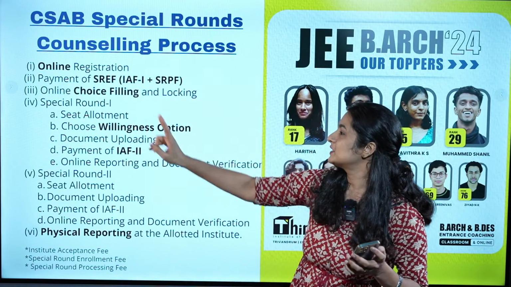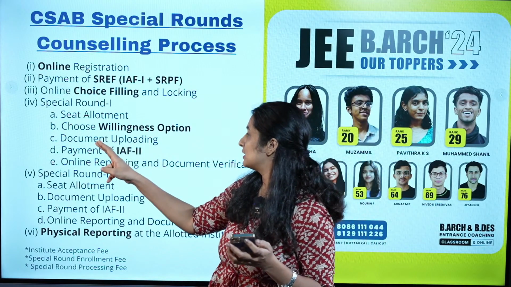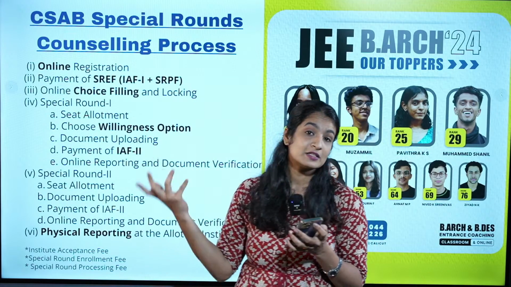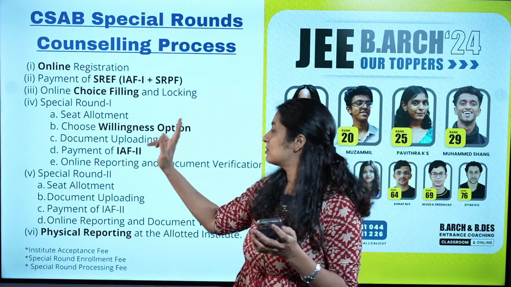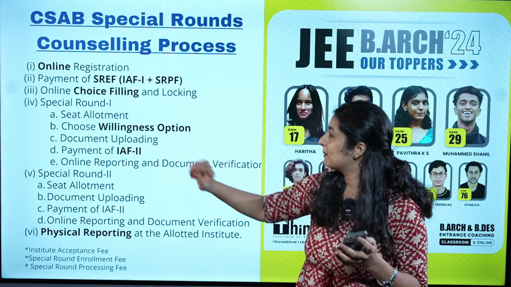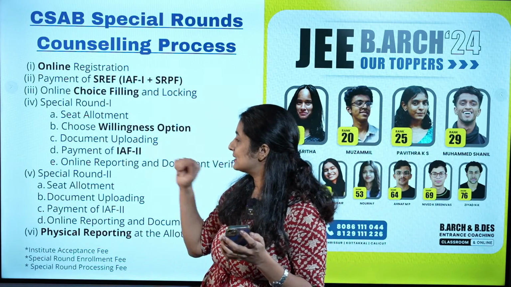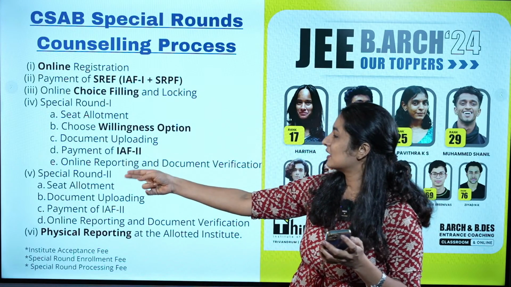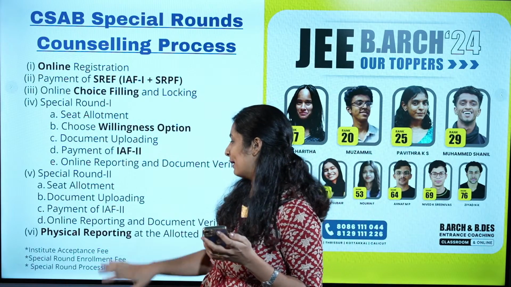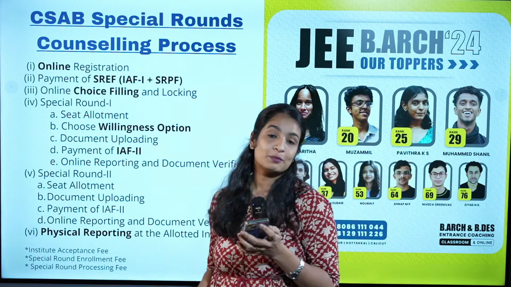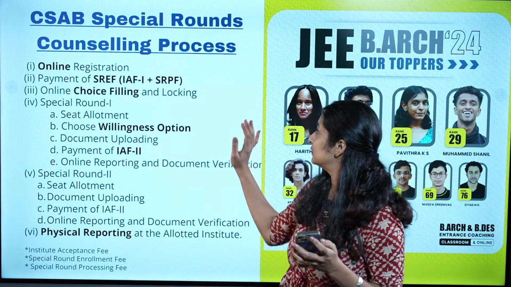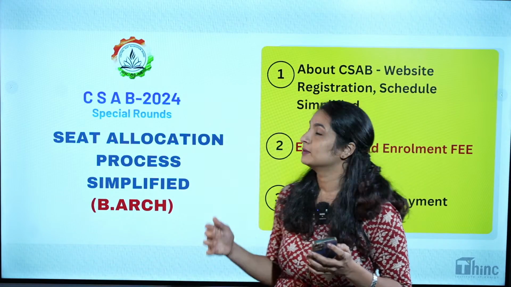Then starts your special round of seat allotment. Then you have the willingness option, you have to choose whether you want the seat or not, and then your document uploading, payment of IAF2. This is your second part of payment. So first part of payment and second part of payment, and then comes your online reporting and document verification. Similarly round 2 happens, and physical reporting to your institute happens. So that's basically it about the process of CSAB.